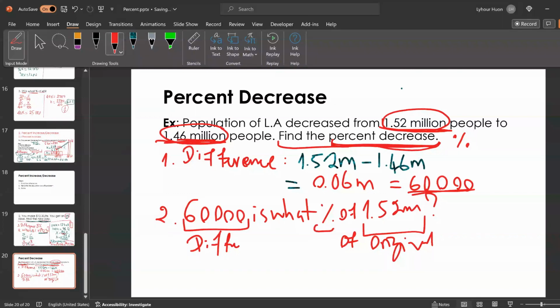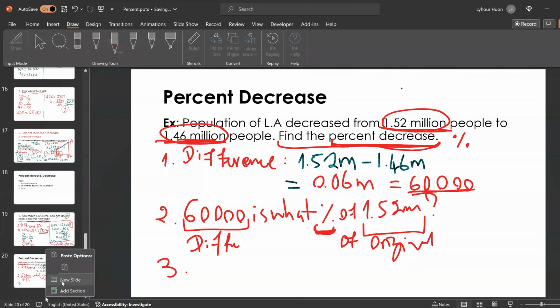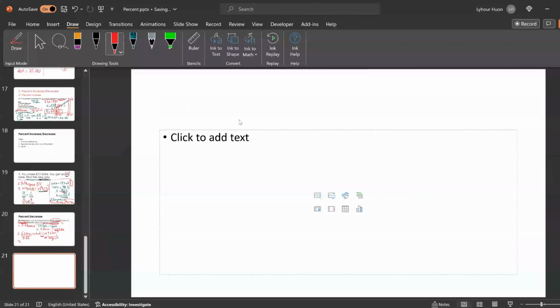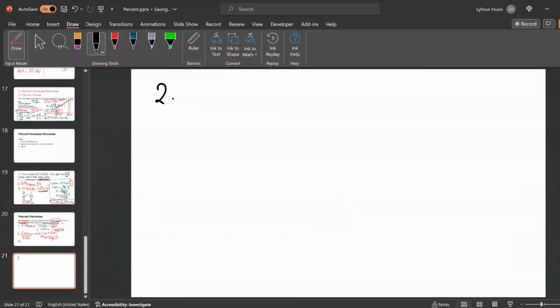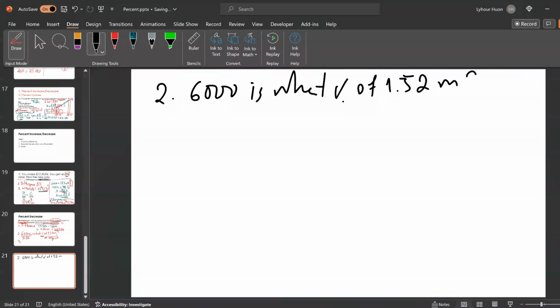And now we are looking for the percent. Can we write this and solve this problem? 60,000 is what percent of 1.52 million? Okay, let's put this problem in these notes. 60,000 is what percent of 1.52 million. So how can we solve this problem?